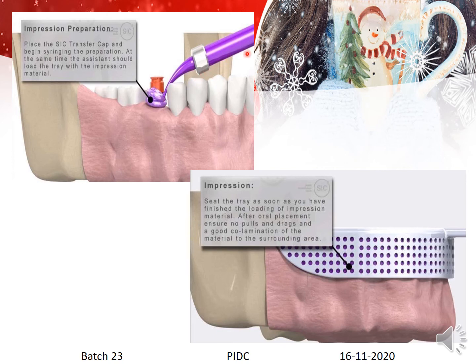We are going to take the elastomeric putty material. The putty material, the first material, is placed around the transfer coping which is present here, followed by which your assistant should load the tray immediately and place it directly over the transfer coping again, and then take your impression. After oral placement, ensure that there are no pulls or drags, and that good lamination of the material to the surrounding area is present.